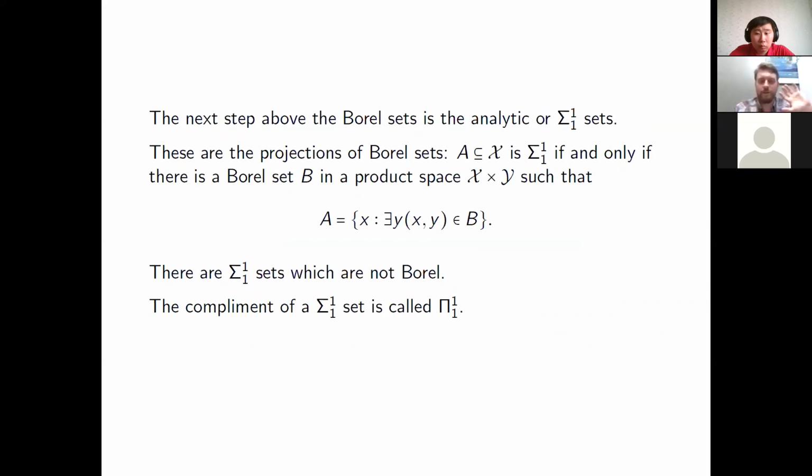So sigma 1-1 is the projection, and the complement of that is pi 1-1. So there's sigma 1-1 and pi 1-1, and those are both above all the Borel sets.